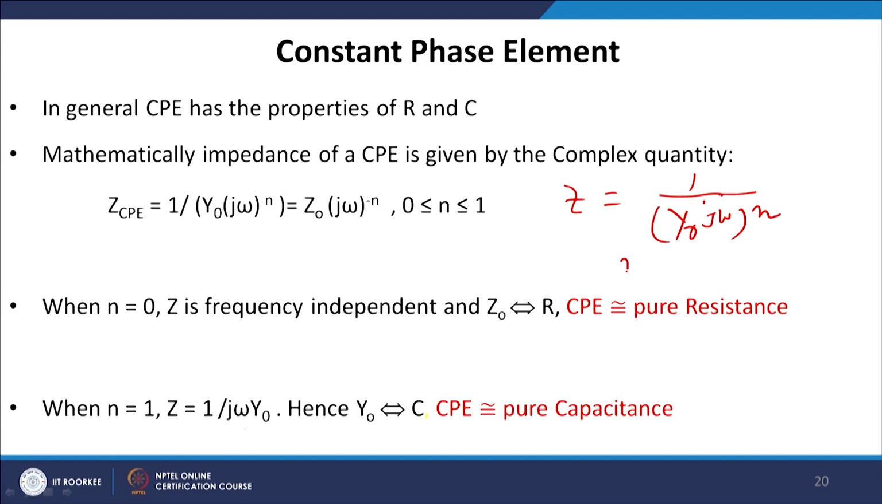If you put n equal to 0, so what will happen? This to the power 0, there will be no frequency term, it is 1. So, basically what you will get is Z0, which is nothing but R, the pure resistance. And if the n value is 1, then Z will be 1/(Y0 jω). So, what is that? That is nothing but the capacitance, 1/(jω Y0). So, that is a pure capacitance. For the other values of n, between 0 and 1, there will be a mixture or combination of resistance and capacitance.